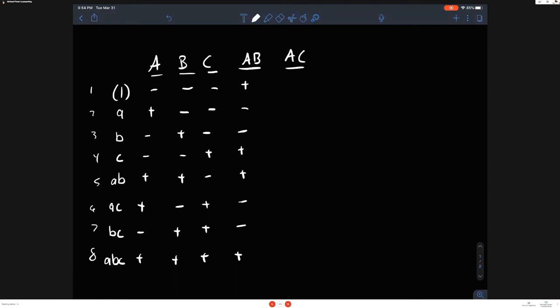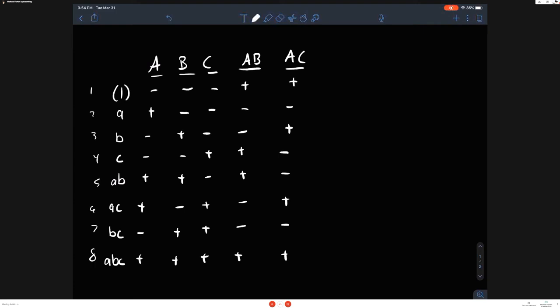For AC, we're going to multiply the A value times the C value. So negative times a negative is a positive. Positive times a negative is a negative. Negative times a negative is a positive. Negative times a positive is a negative. Positive, negative is negative. Positive, positive is positive. Negative, positive is negative. Positive, positive is positive, and I'm going to double check real quick. I've got 1, 2, 3, 4 plus signs. 1, 2, 3, 4 minus signs.